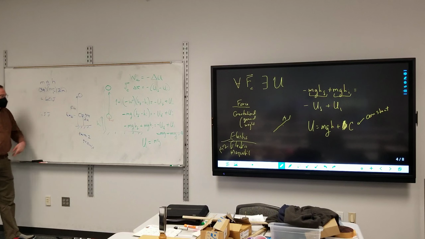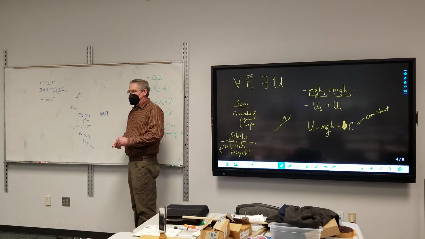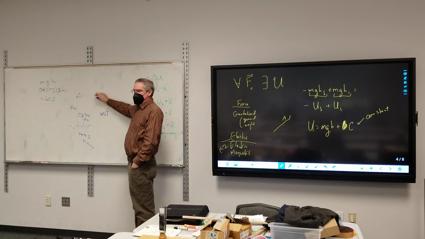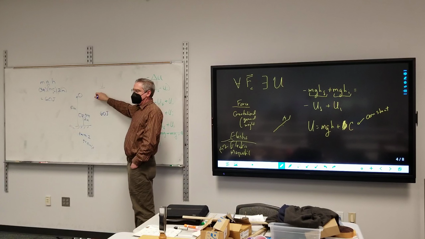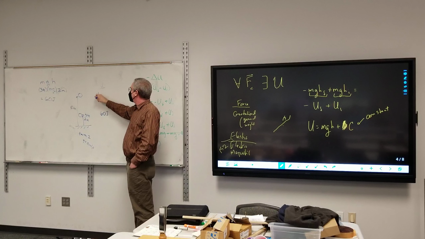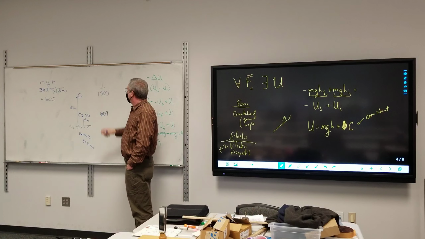So my potential energy was 60 joules here. If H is equal to 0 here, what is the potential energy at this spot? Gravitational potential energy, 150 joules. All right.